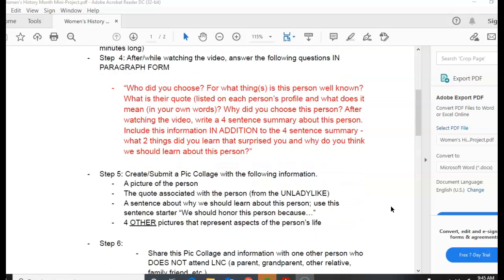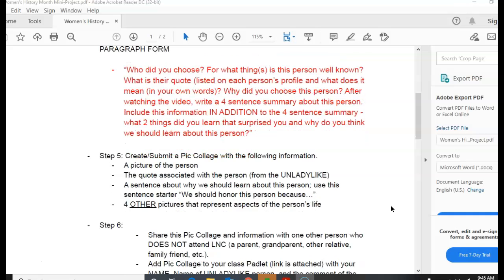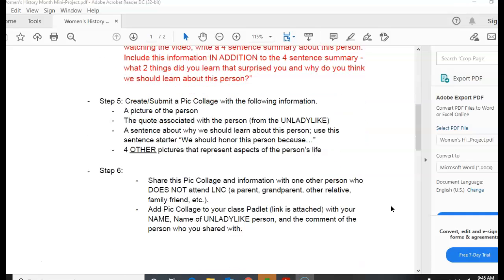Step 5. You're going to use that information to create and then submit a Pic Collage with some of that stuff. So the things that you need to include in your Pic Collage are listed there. And then step 6, we want as many people to know about these women who may not be as famous as some other women that are in history books or whatnot. So we want you to share this Pic Collage and information with one other person who does not attend LNC.